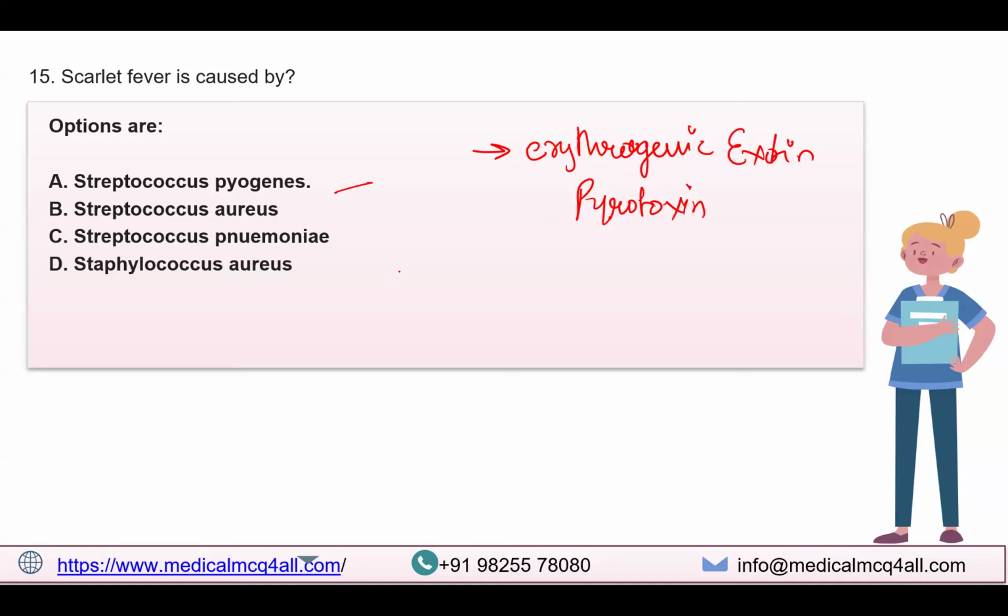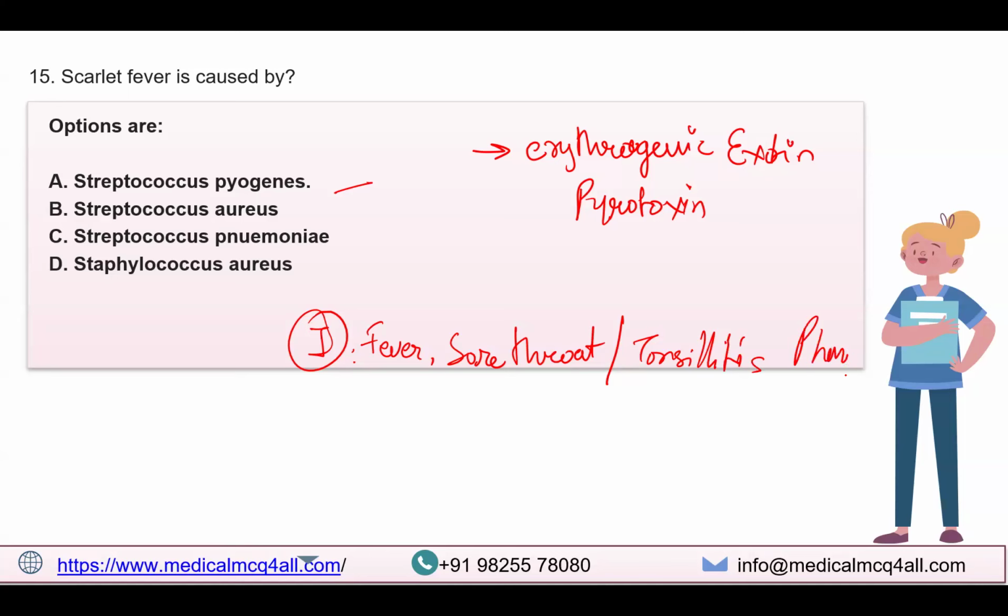Now tell me, what are the phases of scarlet fever? In phase 1, that is your initial phase, what will you see in the patient? What symptoms will he complain of? First, the fever, no doubt. Then he'll complain of sore throat, pharyngitis or tonsillitis, right? Very good. Tonsillitis or pharyngitis and sandpaper rash.